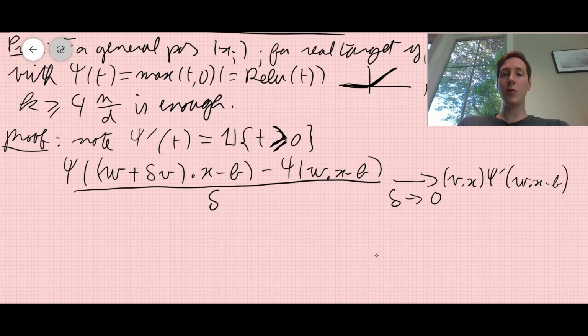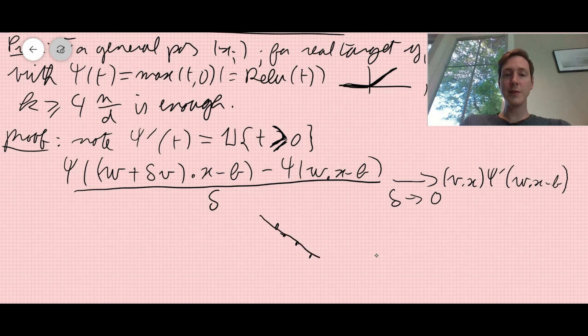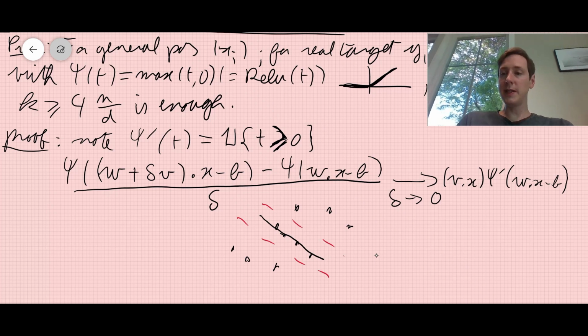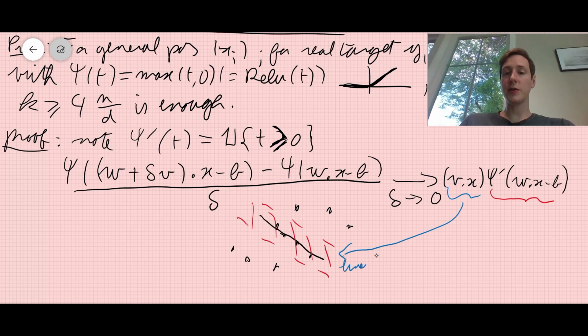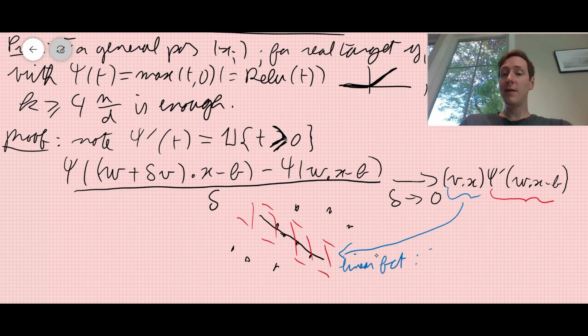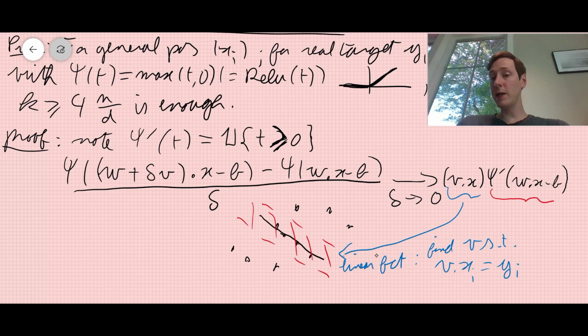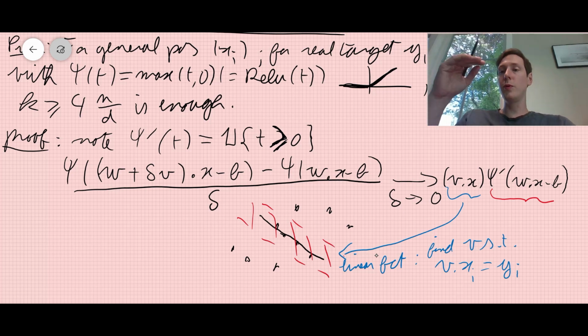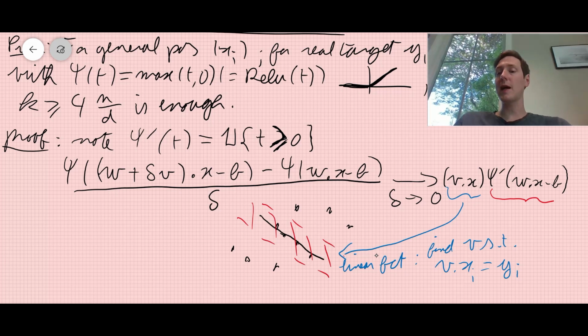What this is going to allow me to do in my picture from before is that I have this hyperplane and I have all my other points here. So I can use the step function part to do my indicator over here. And then I can use the other part to fit a linear function here. So I can find v such that v dot xi is equal to yi. And I can find such a v because I only have d points in dimension d, and I assume they were in general position. So the d by d matrix whose ith row is xi is invertible, and I can find such a v that exactly solves this linear system.